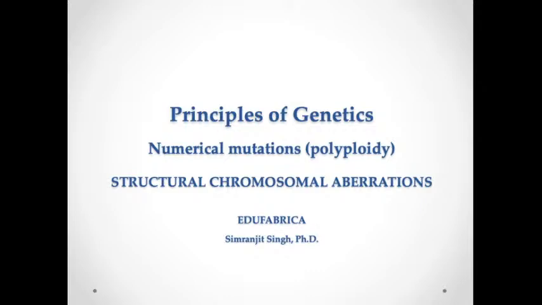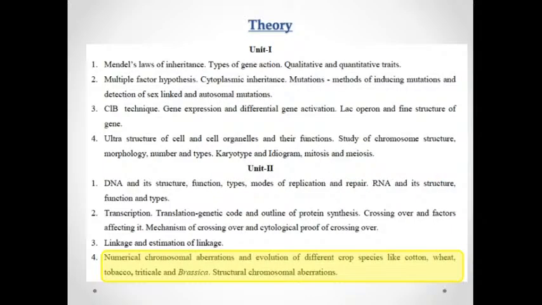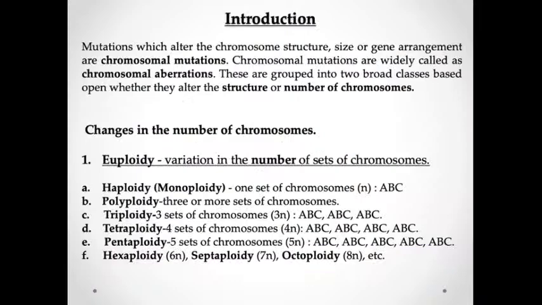So students, I'm back. Let's continue with Principles of Genetics with the chapter numerical mutations and structural chromosomal aberrations. That is the last topic of your unit 2. Then afterwards we are done for today and we are done for the workshop then.